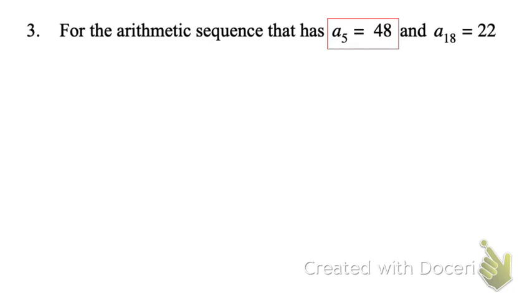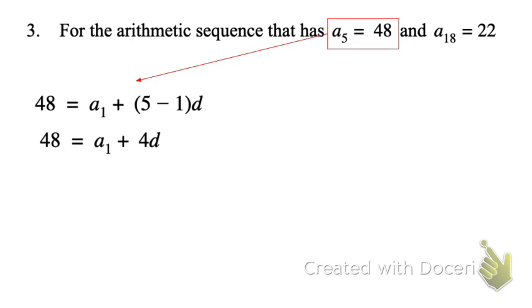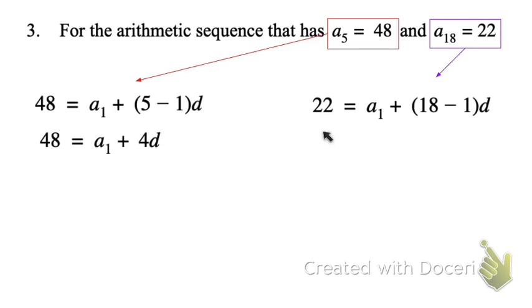So let's kind of use that to our advantage here. So this first one, the 5th term is 48. What would that tell me? That would tell me to get to 48, I'd start at the first number, which I don't know, and I would add 5 minus 1, or 4 of whatever my d's are. So if I clean that up, I get that equation. What does this second term that we know and position tell us? Well, it tells us to get to 22, we would start at our first number, which we don't know, and we would add 17 of those d's. Now realize this a sub 1 and this a sub 1 are the exact same thing. This d and this d are the exact same thing.